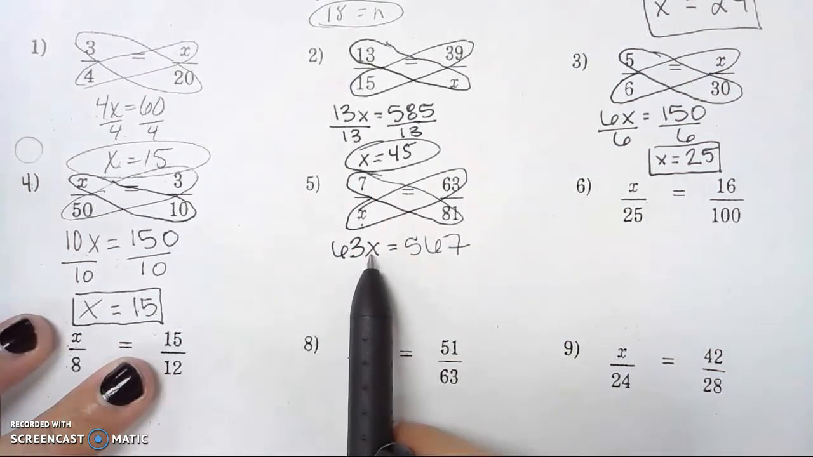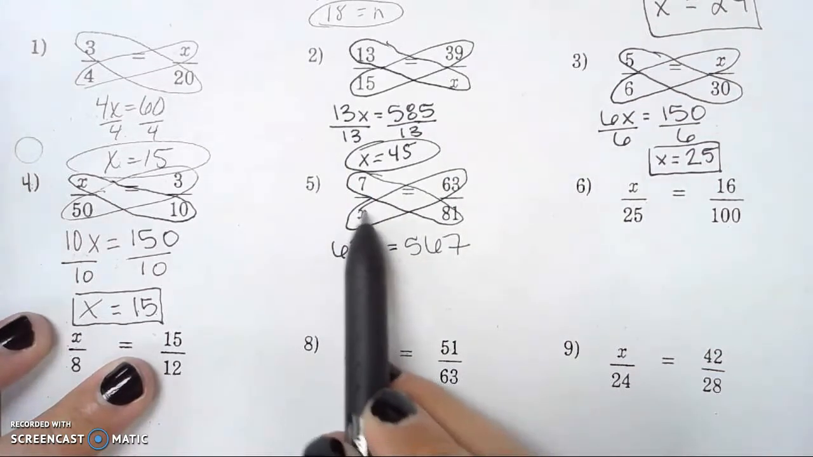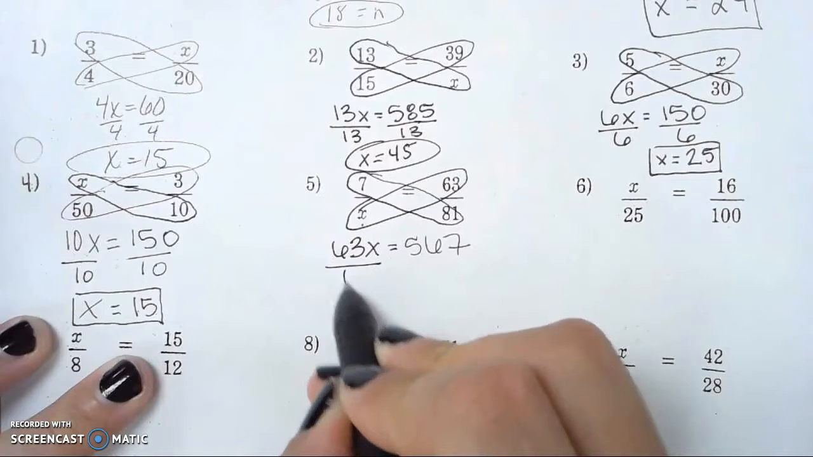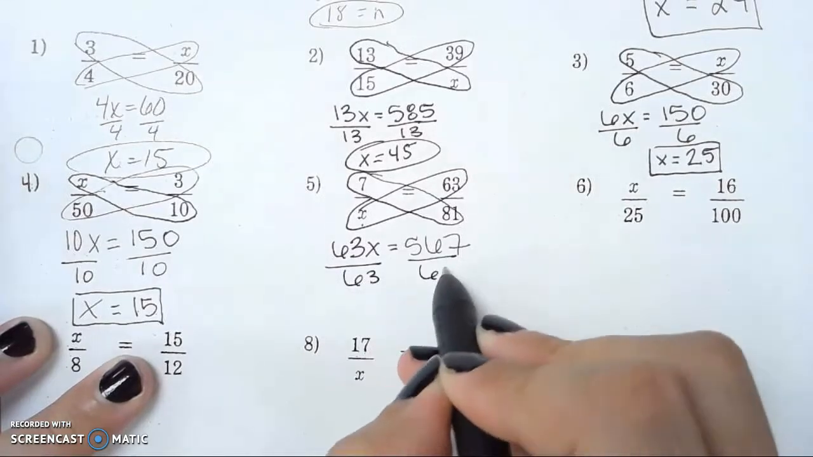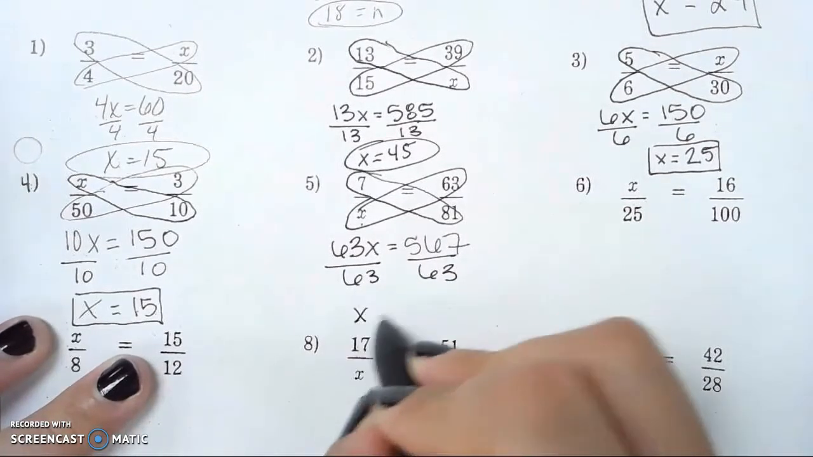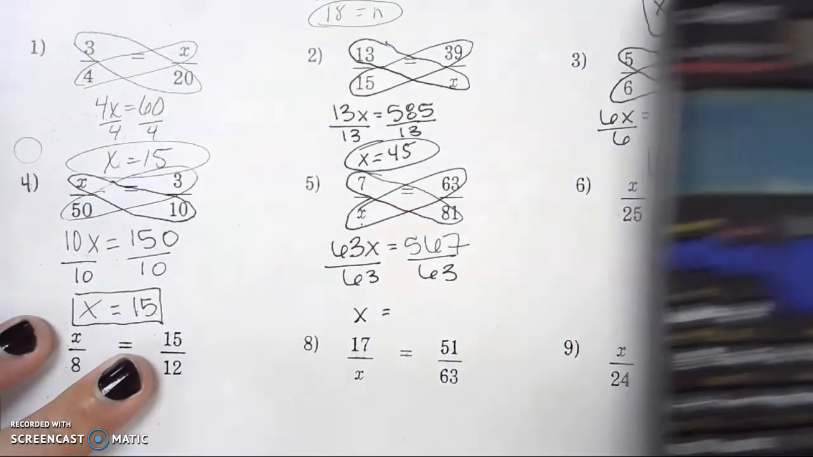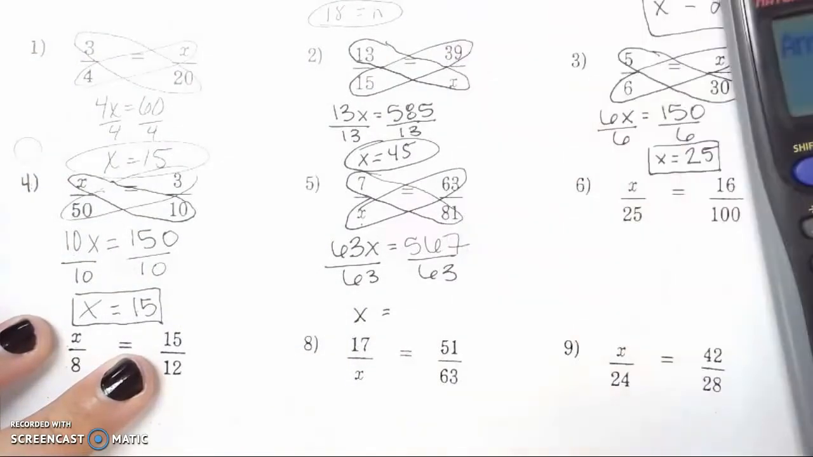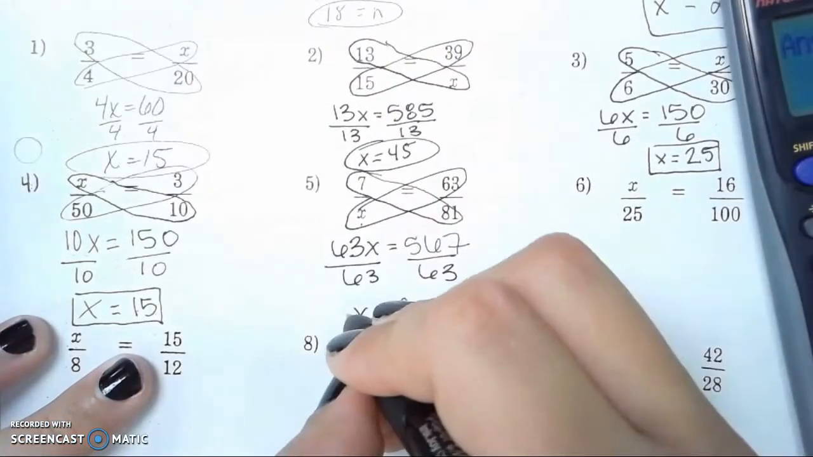And the last step is we need to get x by itself since we are trying to solve for x in our fraction. So we need to do the opposite of multiplying the 63, and that would be dividing the 63 on both sides so that we can get x by itself. So then 567 divided by 63 gives us the answer of 9.